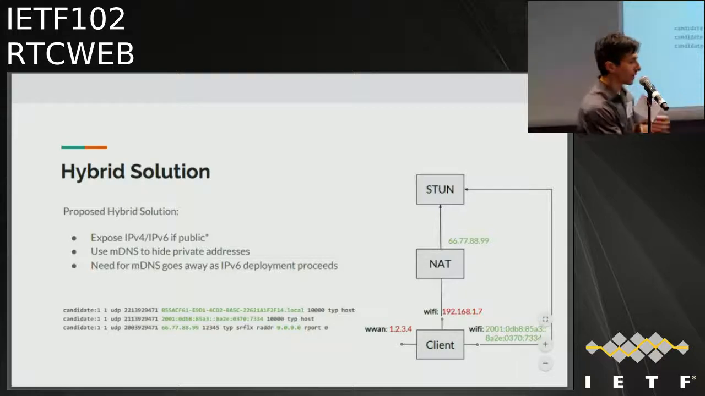You can see from the diagram here kind of what would happen. You have this client that's multi-homed. It's got a wired WAN interface. It's got the Wi-Fi interface, which has both a V4 and a V6. The V4 address is your typical NATed V4. That gets hidden and is covered by the mDNS name. The V6 address is public, so that's given out here. And then the actual public server reflexive address that it learns from the STUN server is also given out. And you can see that the local address is omitted from the raddr. So this is what we propose, the sweet spot in terms of what we can make work today.